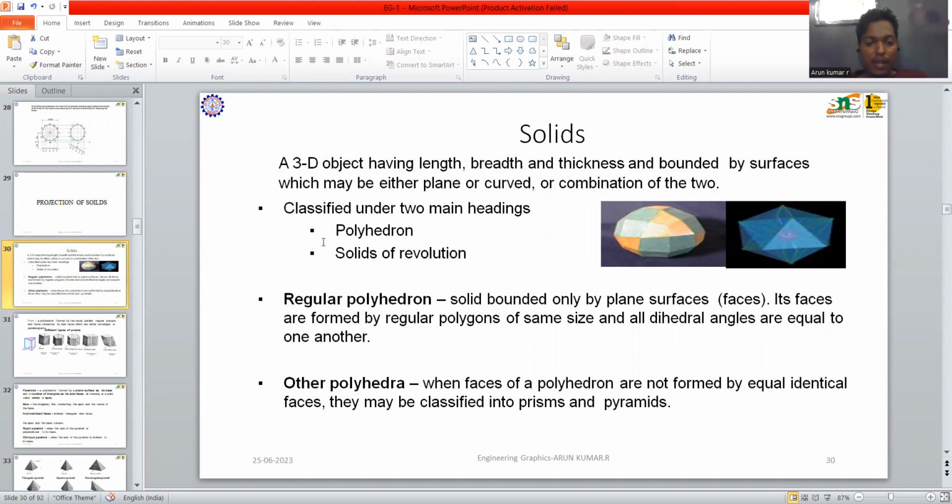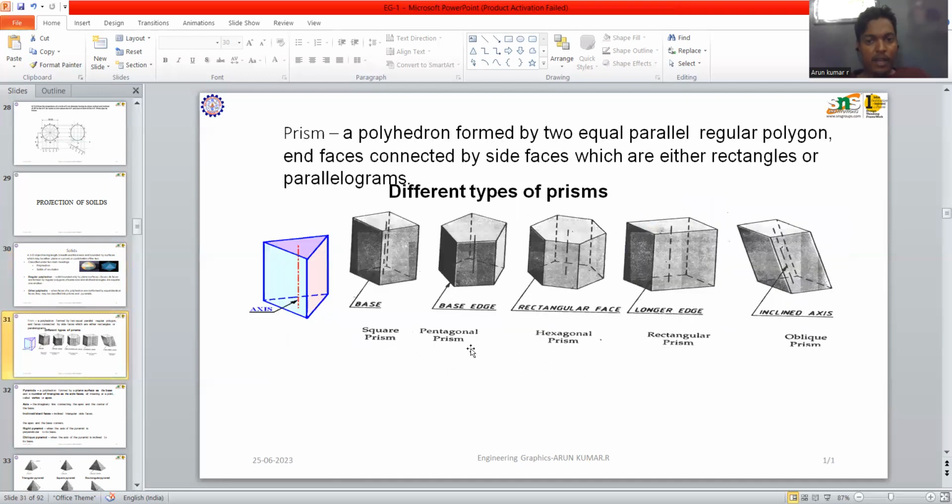The other polyhedra, when the faces of the polyhedron are not formed by equal identical faces, may be classified into prism and pyramid. Here I have shown the different types of prism. First of all, what is the meaning of prism? A prism is a polyhedron formed by two equal parallel regular polygons as end faces connected by side faces, which are either rectangular or parallelogram. Here I have shown the different types of prism. Let us see them one by one.